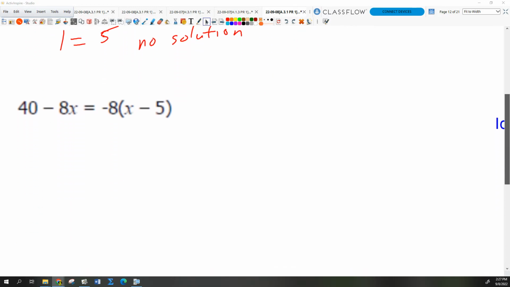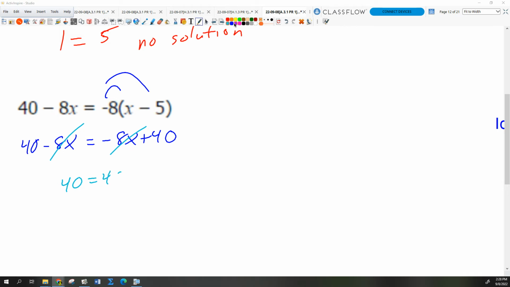What about one like that? Okay, so if I do the math here, and we can just zip through this. If I distribute the -8, I get 40 minus 8x equals -8x plus 40. So I could add 8x to both sides, everybody agree, and the x terms are just going to drop out. And look what happens. We end up with the answer 40 equals 40.